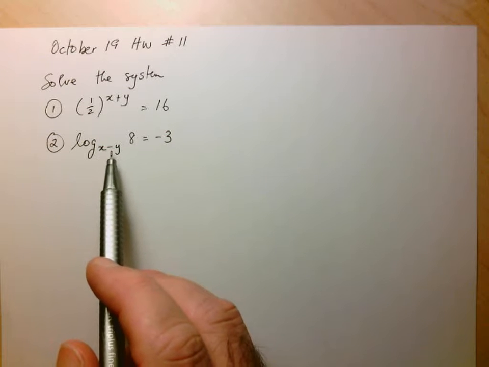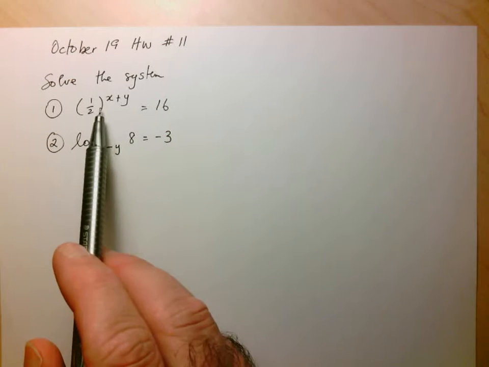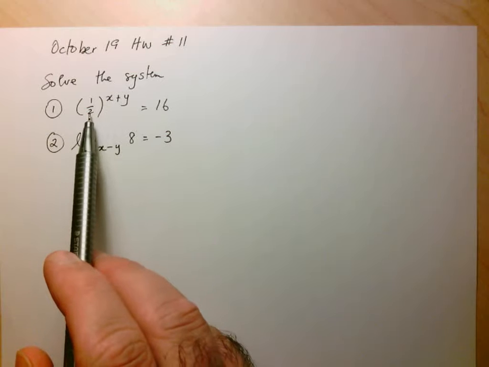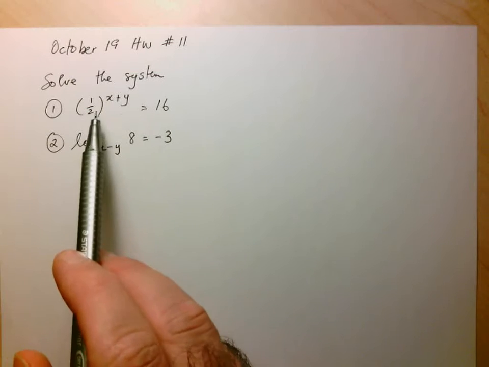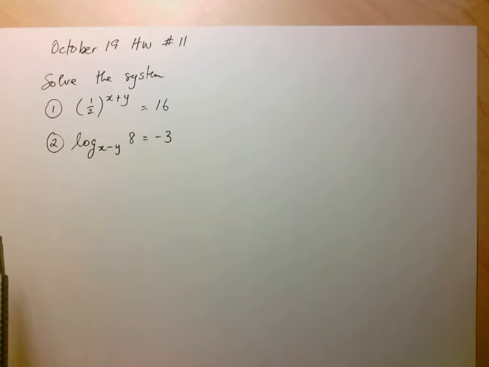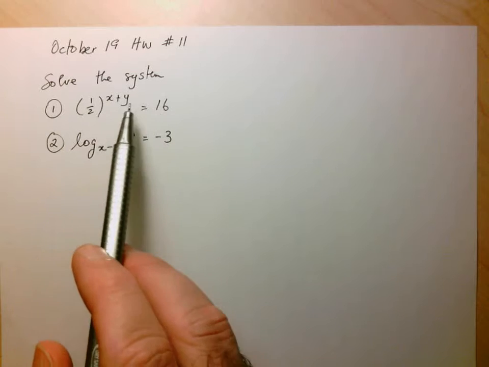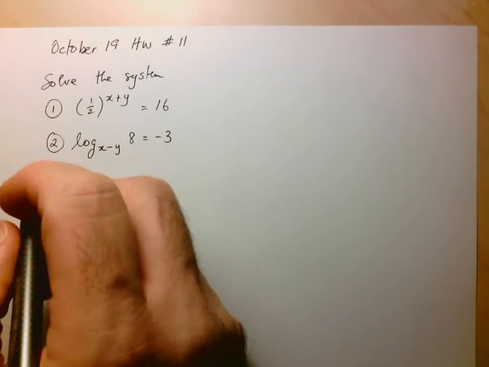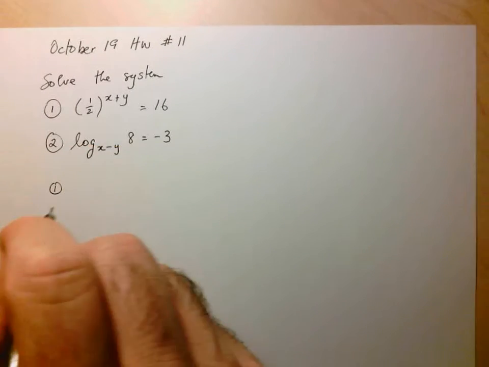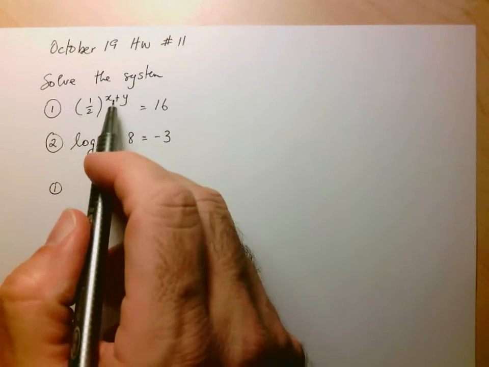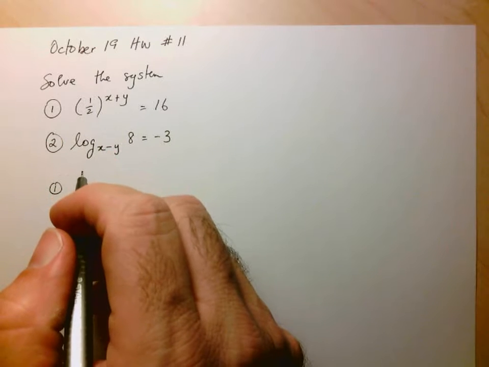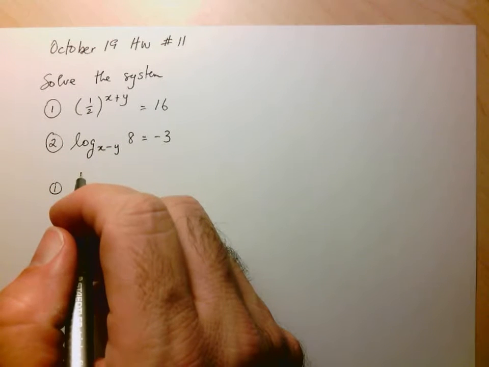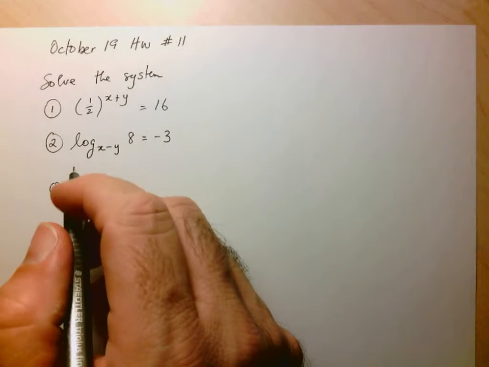Seems a little complicated. I'm sure I could work with it, but I'm looking at the first equation, and I like that I'm seeing this 1/2 and this 16. The reason why I like that is because I know I can write both of these in terms of the same base. And so that's why I'm going to work with number 1, because I can solve for x plus y without having to take any logarithms. So let's see how we can do this.